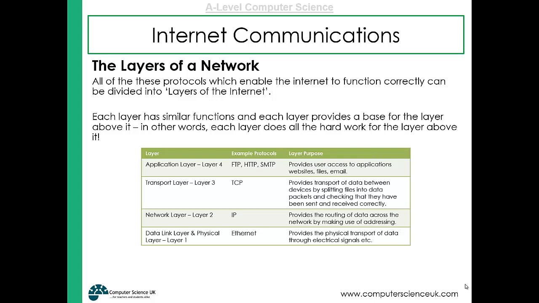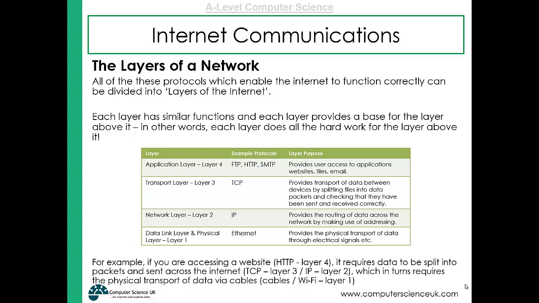So layer 1 is the data link layer. It's governed by the Ethernet protocols, and it provides that physical transport of data through electrical signals. So you've got your 4 layers here, and each layer cannot function without the one beneath it.